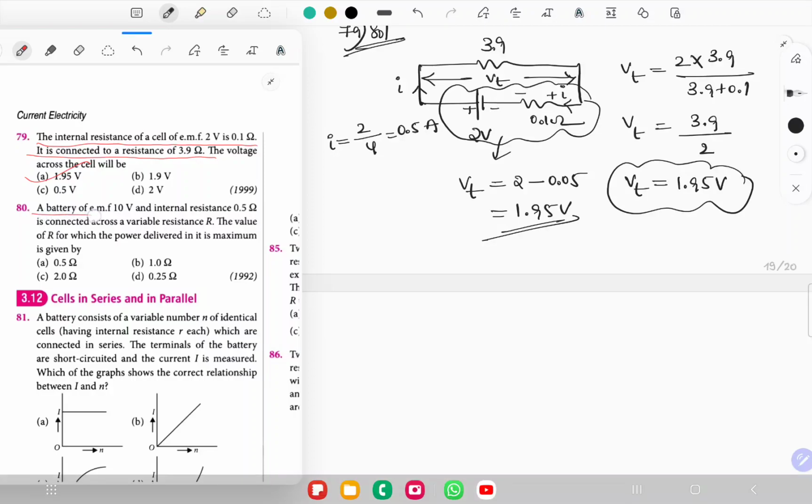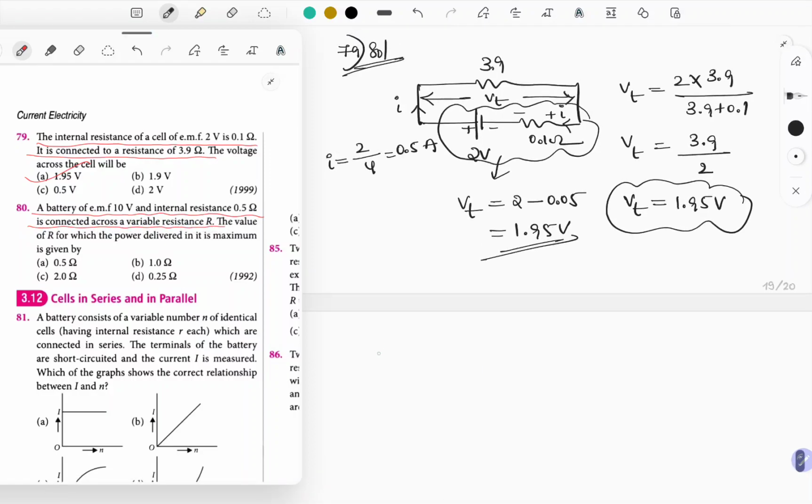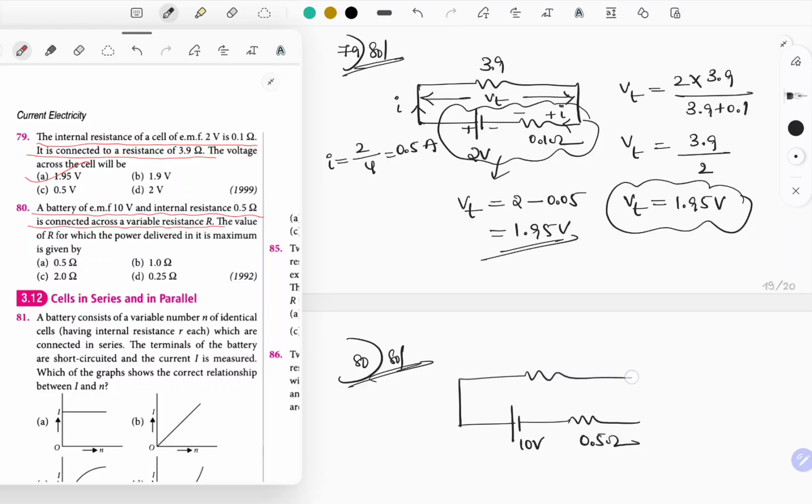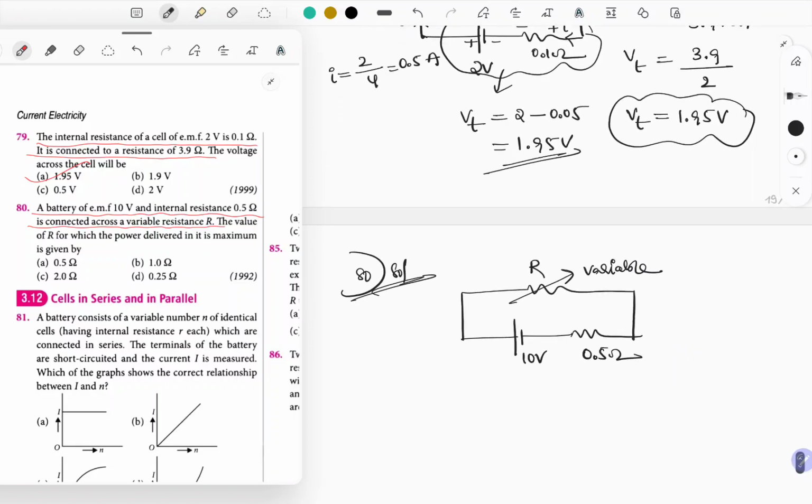Question number 80. A battery of EMF 10 volts and internal resistance 0.5 ohm is connected across a variable resistor capital R. Okay. EMF is 10 volts, internal resistance is 0.5 ohm, connected across a variable resistor capital R. It's variable. The value of capital R for which the power delivered in it is maximum. Value of capital R. So for maximum power delivered, it's a direct condition.